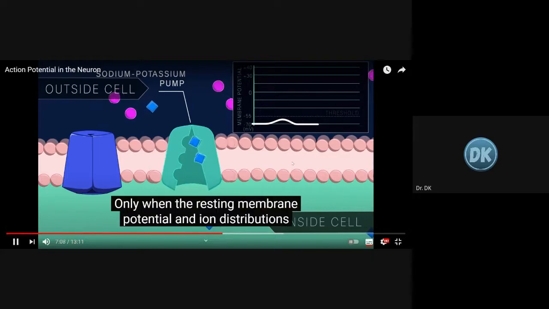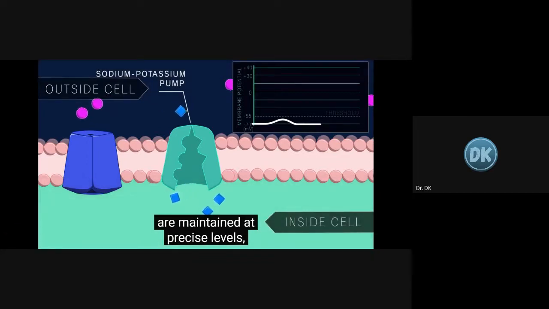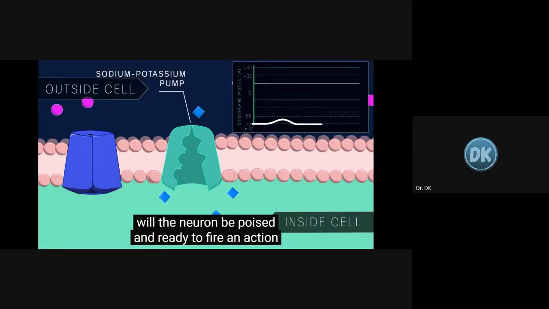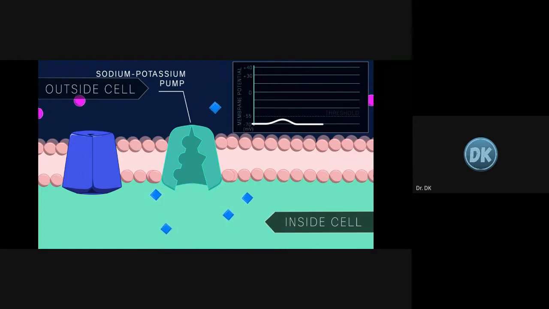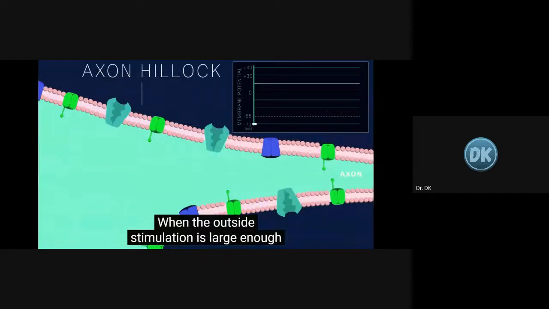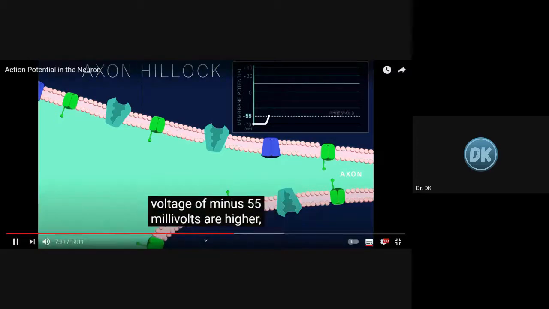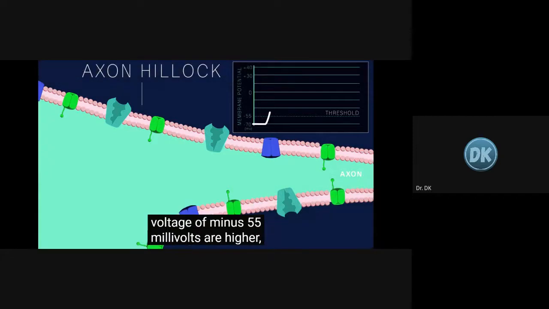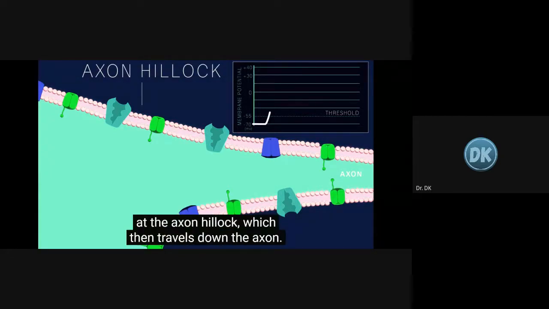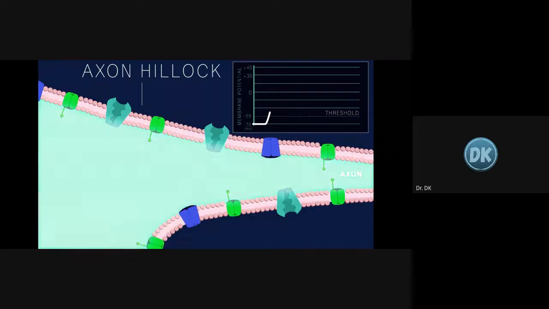Only when the resting membrane potential and ion distributions are maintained at precise levels will the neuron be poised and ready to fire an action potential. When the outside stimulation is large enough to bring the membrane potential in the neuron body up from minus 70 millivolts to the threshold voltage of minus 55 millivolts or higher, this triggers an action potential at the axon hillock, which then travels down the axon.